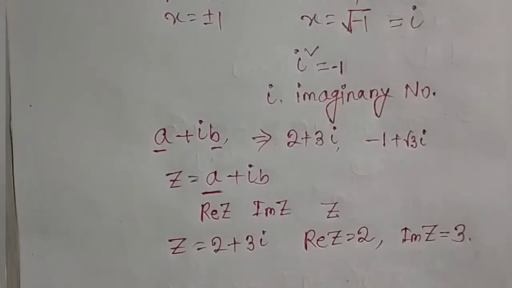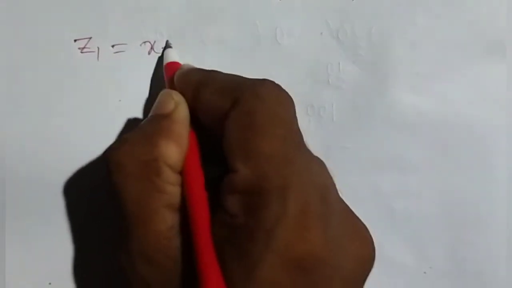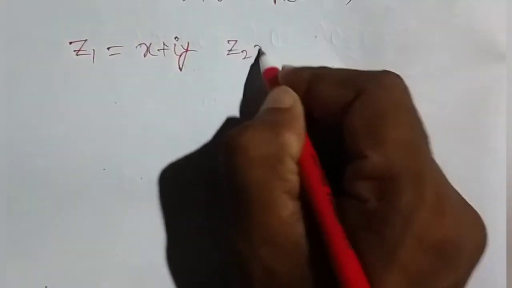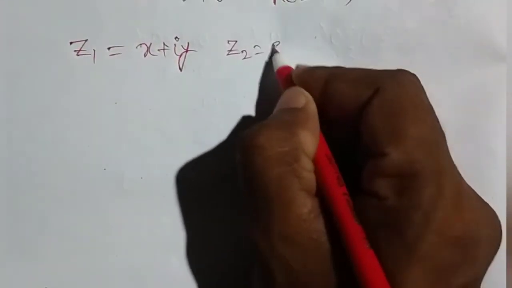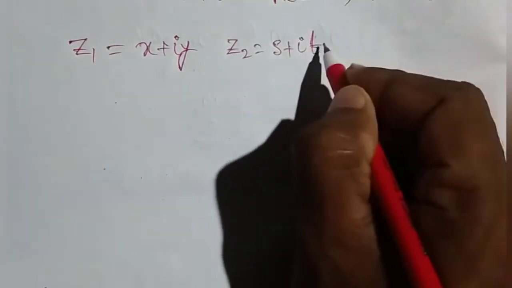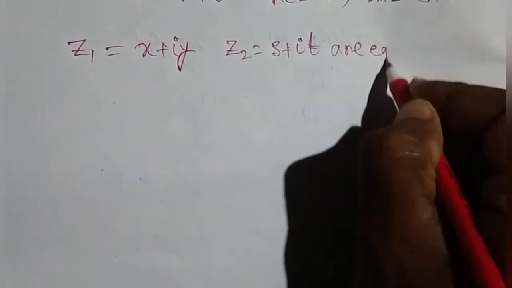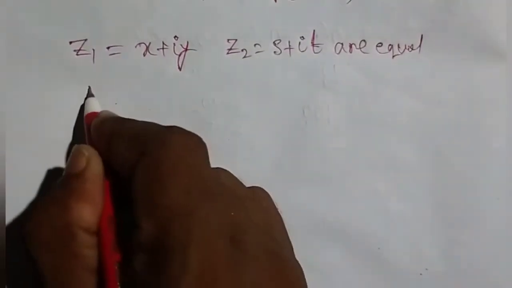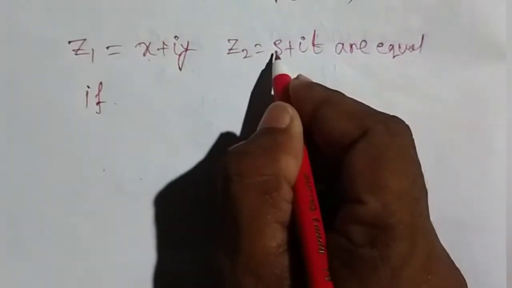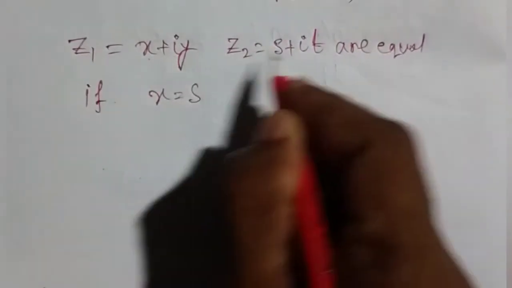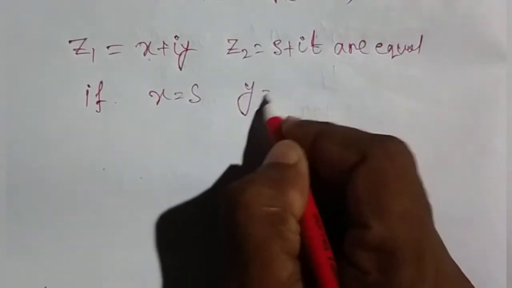For example, z is equal to 2 plus 3i. Here Re z is equal to 2 and Im z equal to 3. Understood everyone? Now two complex numbers z1 equal to x plus iy and z2 equal to s plus it are equal if x equal to s and y is equal to t.